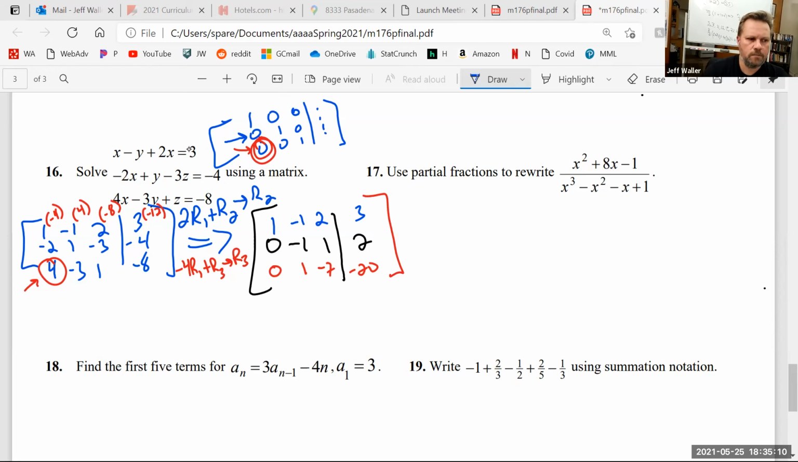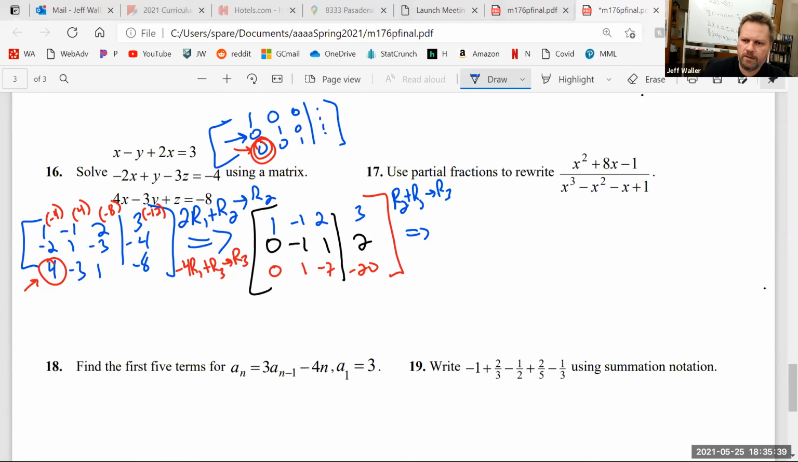Okay, now, can I use this to kill these? Don't I want zeros around it? What could I do with row 2 and row 3? Add them. Row 2 plus row 3. Let me put the answer in row 3 so the 0 shows up where it's supposed to.